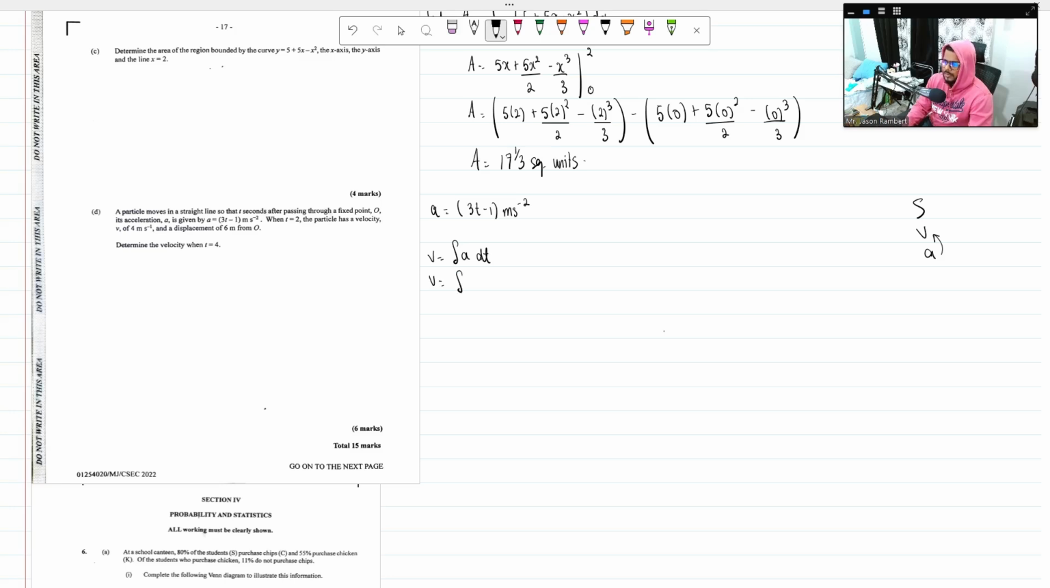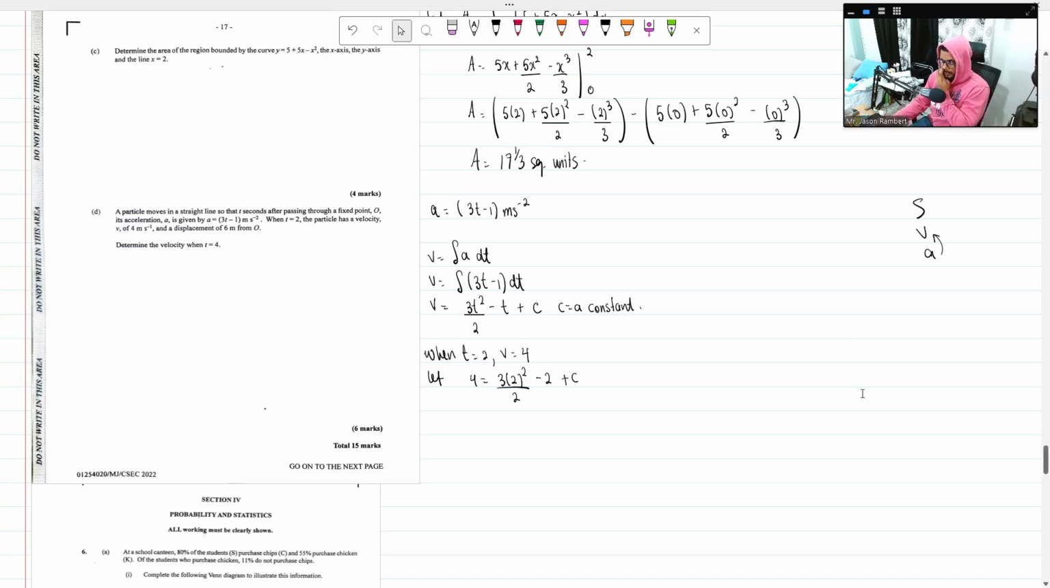V is equal to the integral of 3t minus 1 with respect to t. V is equal to 3t squared over 2 minus t plus c, where c is a constant. Now they gave us a condition satisfying v and t. We know that when t is equal to 2, v is equal to 4. So we let 4 be equal to 3 into 2 squared over 2 minus 2 plus c.